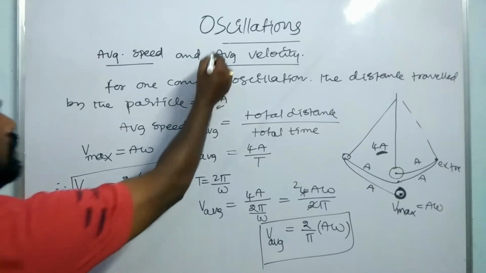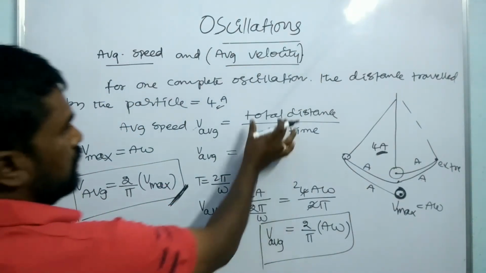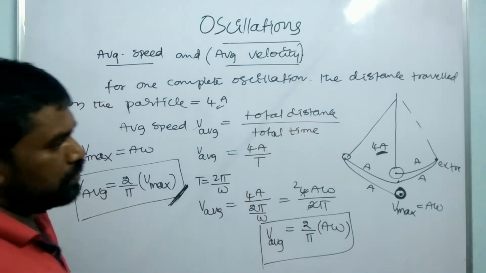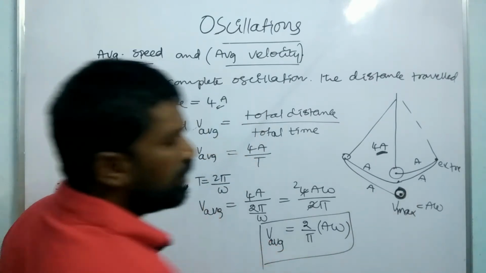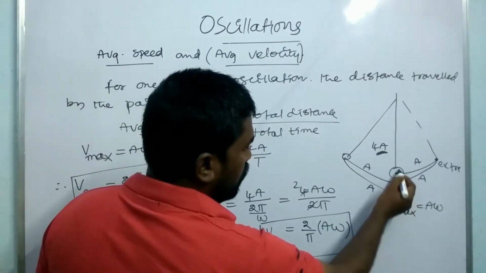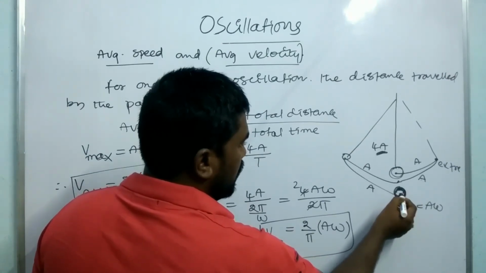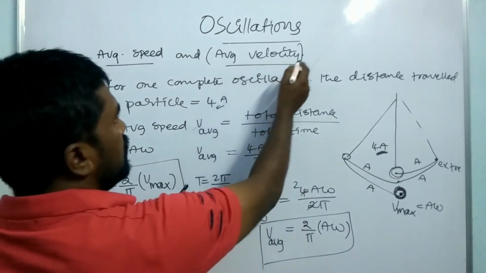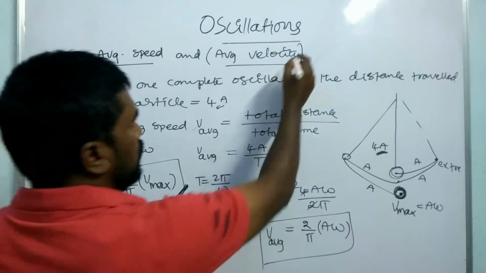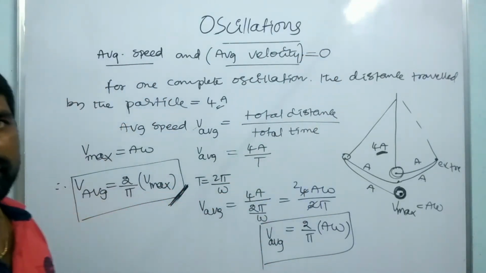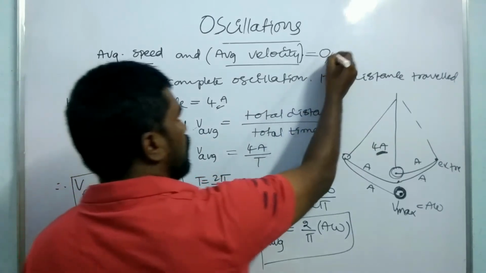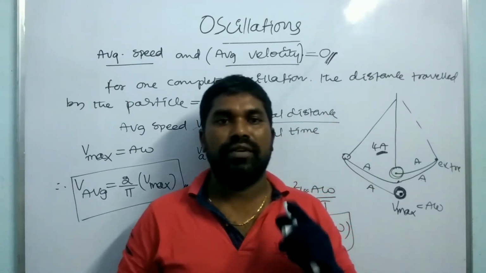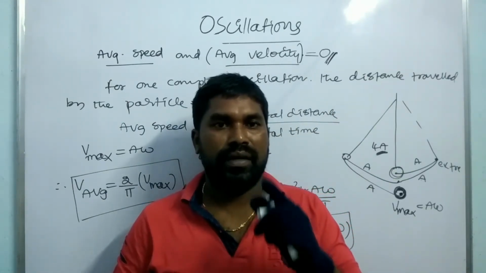And now let us see average velocity. The average velocity is nothing but the total displacement by the total time. To complete one oscillation, the position will be the same, so there is no displacement. So displacement is equal to 0. Then the average velocity is equal to displacement by time, 0 by time, which is equal to 0. The average velocity is always 0. Very, very important. The average velocity is always 0 because the displacement of the particle for completing one oscillation is equal to 0.